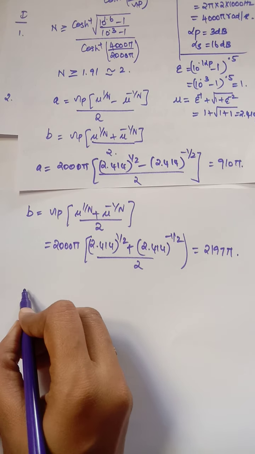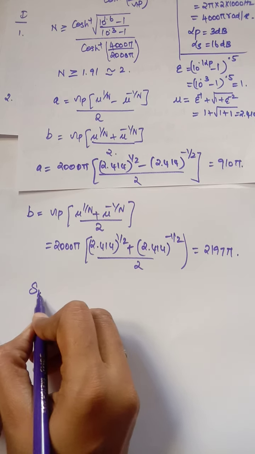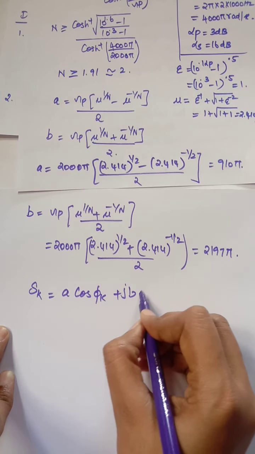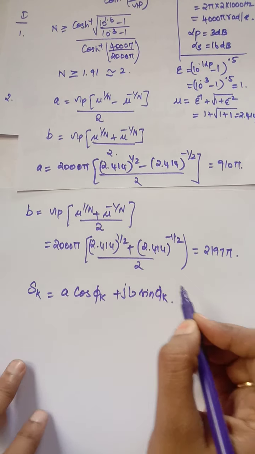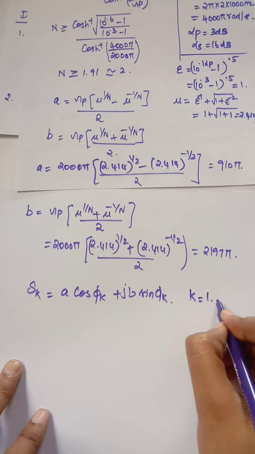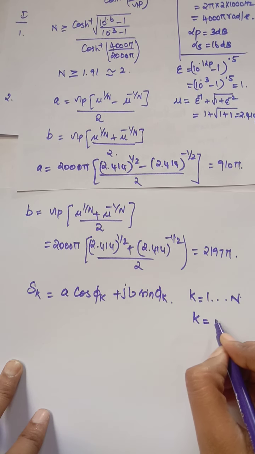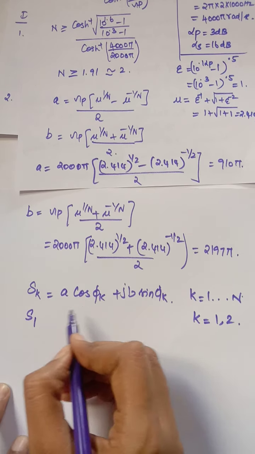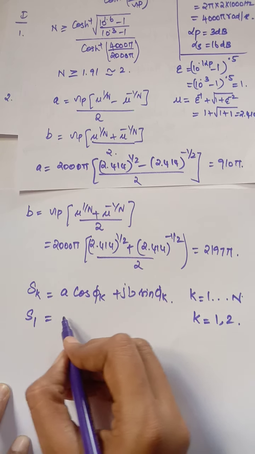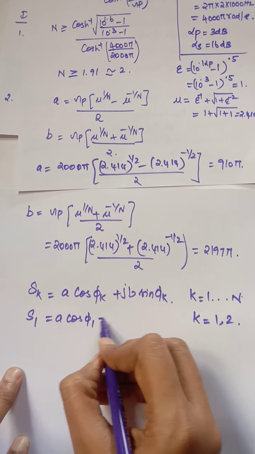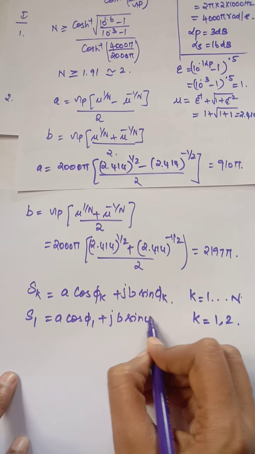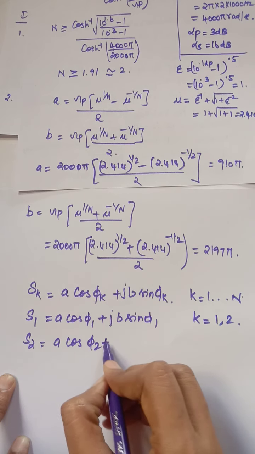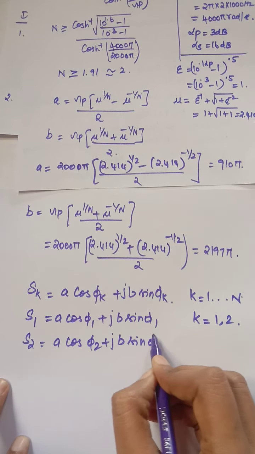The third step is we need to find the poles, that is sk. So sk is equal to a cos φk plus jb sin φk. Here k varies from 1 up to n. Here n is equal to what we got, 2, so 1 comma 2 is the value. So first s1 is equal to a cos φ1 plus jb sin φ1, and s2 is equal to a cos φ2 plus jb sin φ2. So this is the value we will get.